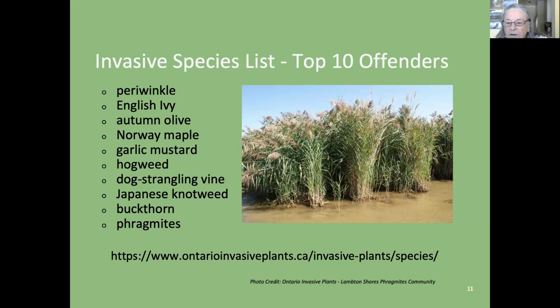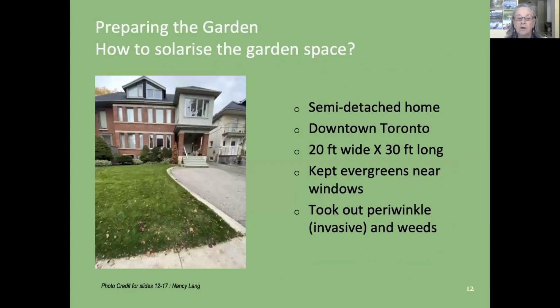And one of the most popular and yet harmful monocultures is, of course, grass. Just a word about phragmites, which is in the photograph. They're taking over the countryside and they love to grow in wet conditions. You'll find them along roadside ditches, edges of ponds and lakes, and they completely fill in and are very invasive. So if you find them, you need to contact your local conservation authority and get their assistance on how to remove them. They're not easy to remove.